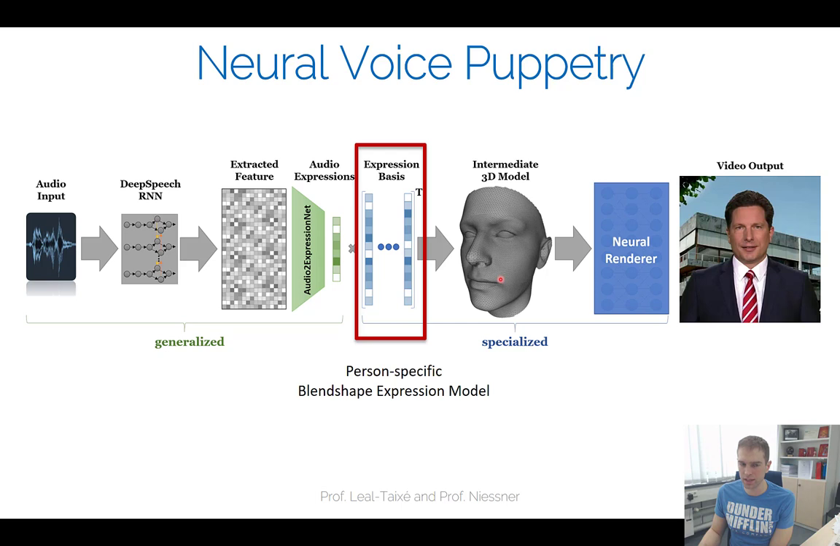So this face model here is being fitted specifically to this one video, and the neural renderer is also optimized for this one video. But everything up to here, these audio features, these audio expression features, are being generalized across everything. And the reason why it works so well is because we're using DeepSpeech. That's a very powerful audio network that is pre-trained on speech to text.